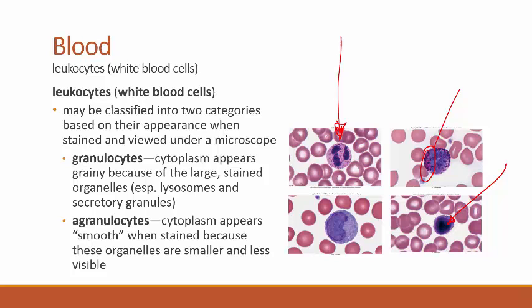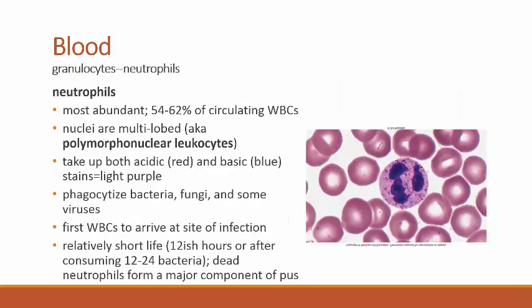And they also are secretory granules, so these little membrane-enclosed packets of enzymes are released from the cell. So the granulocytes have this very grainy appearance. The agranulocytes, and I should have said, this is also a granulocyte here. You can see lots of granules in there. The agranulocytes have a much smoother appearance when they're stained because the organelles, the lysosomes and these secretory granules, while they have them, they are much smaller, and so they are less obvious when looked at under the microscope.